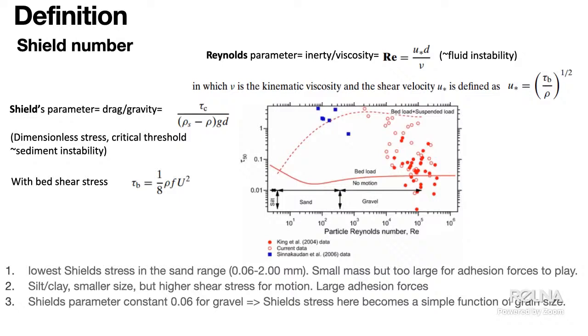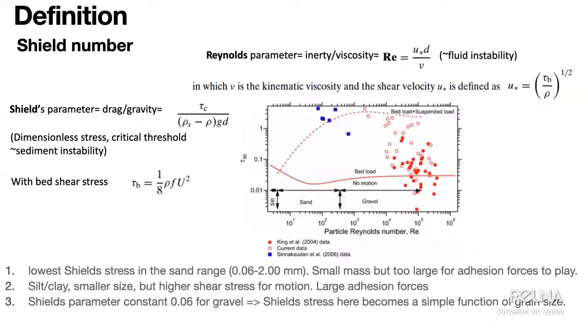For example, the Reynolds number, which is the ratio between inertia and viscosity, and which gives a characterization of fluid instability. The higher it is, the more turbulent the fluid. And for sediment modeling, we have the Shields parameter, named after Shields, a physicist, which is a ratio between the drag and the gravity. It gives a kind of critical threshold above which the sediment will be able to be eroded.